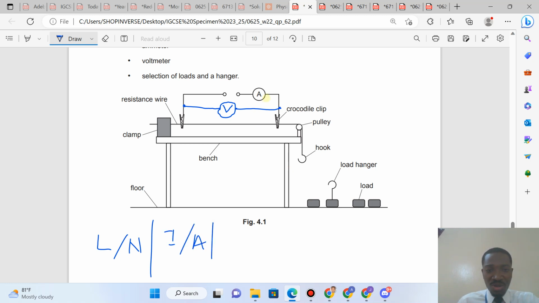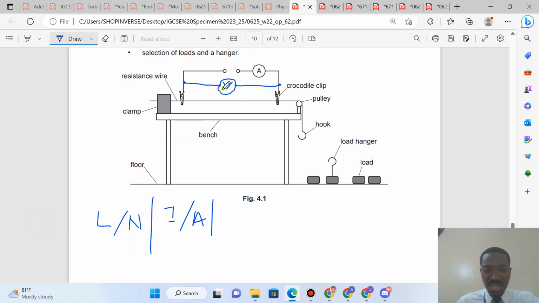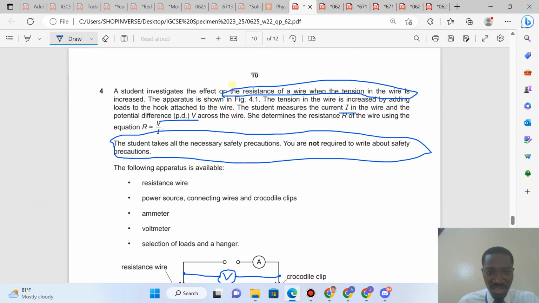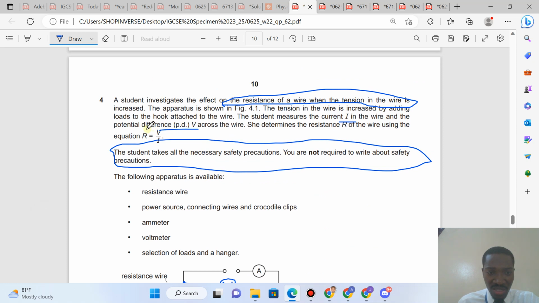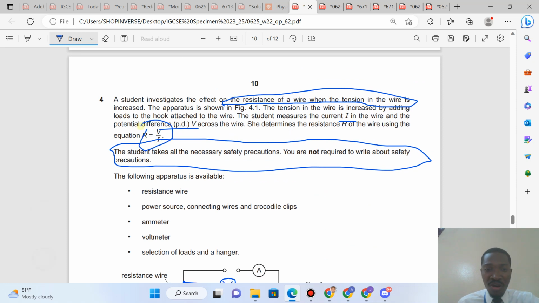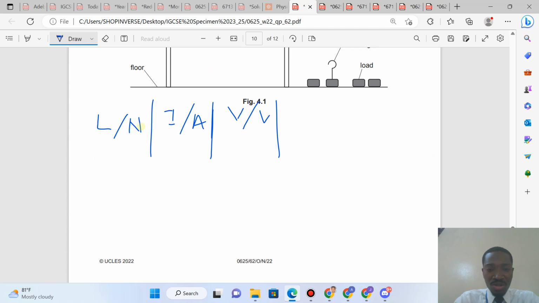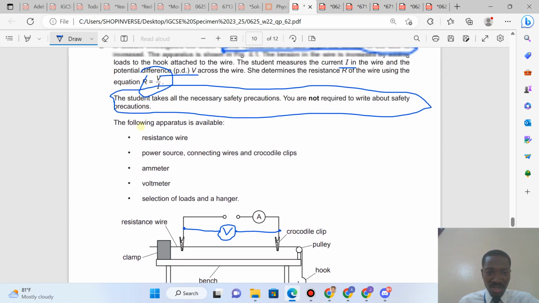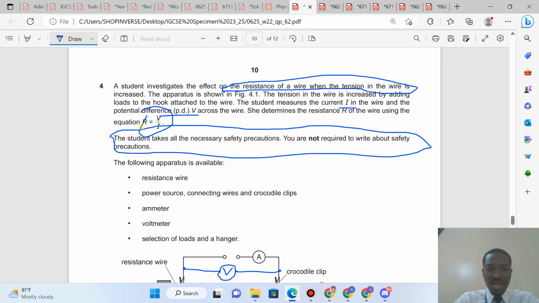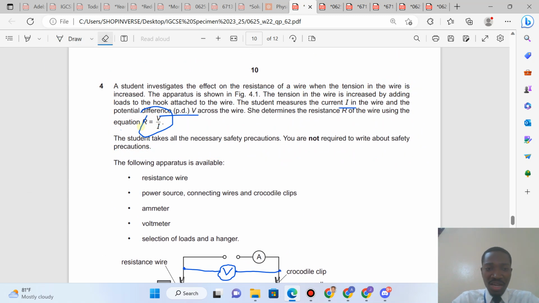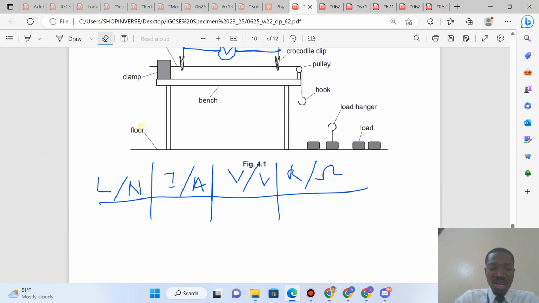What else do you take note of? The voltmeter is there, you measure the voltage. So you take note of the voltage in volts. What else do you need to read? Then you need to get the resistance. How do you get the resistance? Use this formula: R equals V over I. So you get the resistance in ohms. Once you do all of this, this is what your table should look like. So that's the procedure you carry out when you are carrying out these experiments in the laboratory.